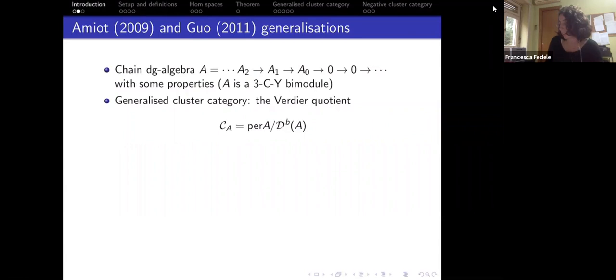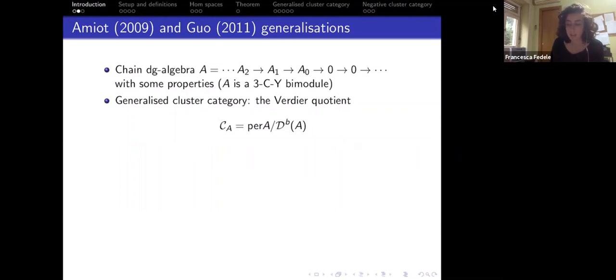She generalized it using Verdier quotients, which are a more general concept than orbit categories. So that's why, in a way, this is a further generalization. It's the Verdier quotient obtained by taking the perfect derived category of A over the derived category of finite-dimensional modules of A, where the perfect derived category is the smallest triangulated subcategory of the derived category that contains A and is stable under direct summands.